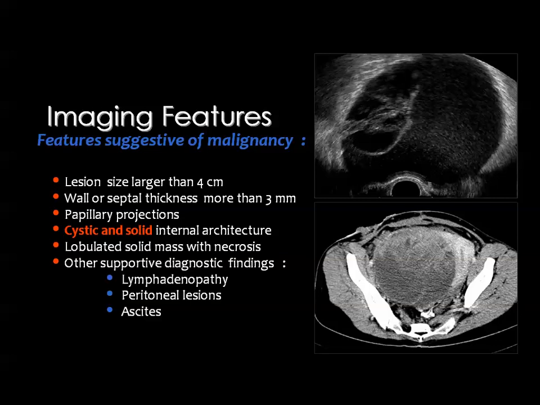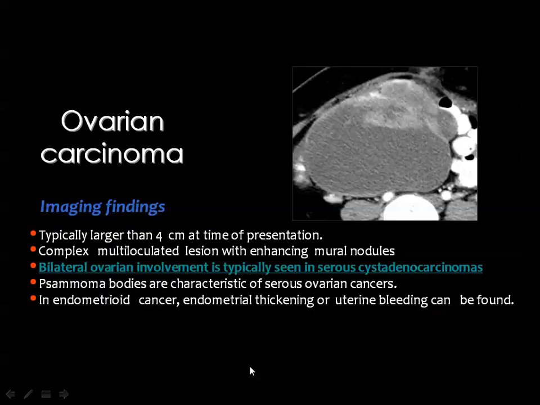But if you see a solid component, whatever the size of this component, then you should think you are dealing with a malignancy. Then a big cystic lesion with septations and solid components, you think that you are dealing with malignancy. And to confirm your diagnosis, if you can identify metastatic lymphadenopathy, peritoneal deposits, and ascites, they may help in the diagnosis. And here is a CT scan of the pelvis, and you can see a cystic lesion with a big solid component. Then you are dealing with a malignant lesion.